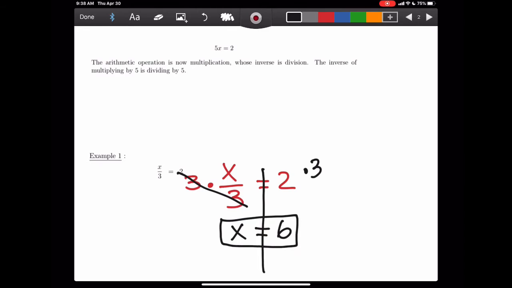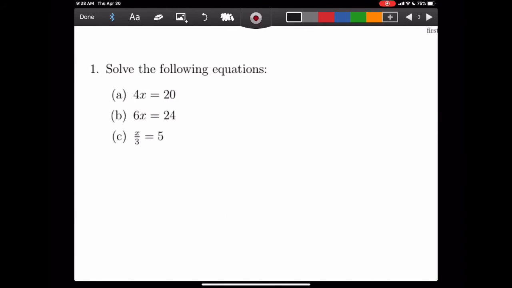That will be your answer for this one. Let's go on here. Solve the following equations. Pause this video and see if you can work through A, B, and C, and then come back and see if you can check them with me.